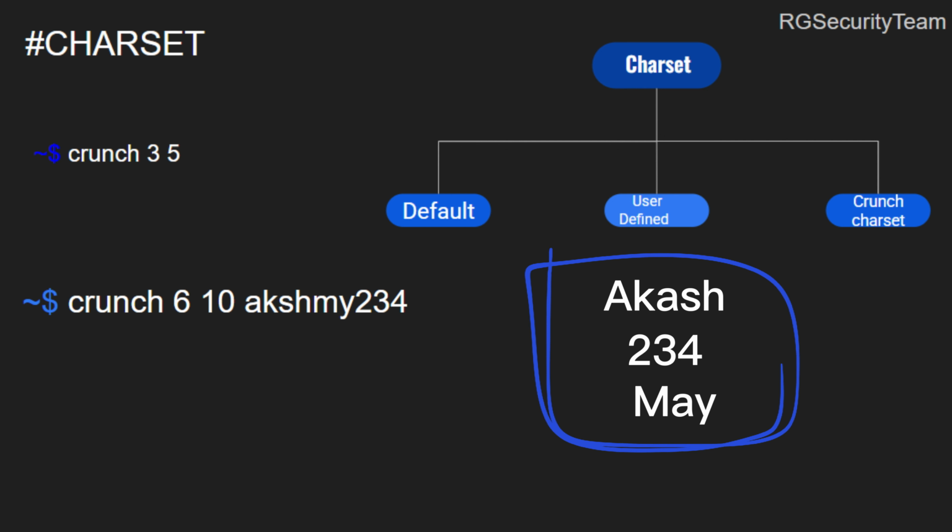How do you say it? Now see what I have done here. I have given crunch, then its minimum and maximum length. Then I have given A, then K. I have already given A, so I will not give it a second time. Then S, then H, then M, then Y, then 2, 3, 4. Here, one character does not have to be given a second time.